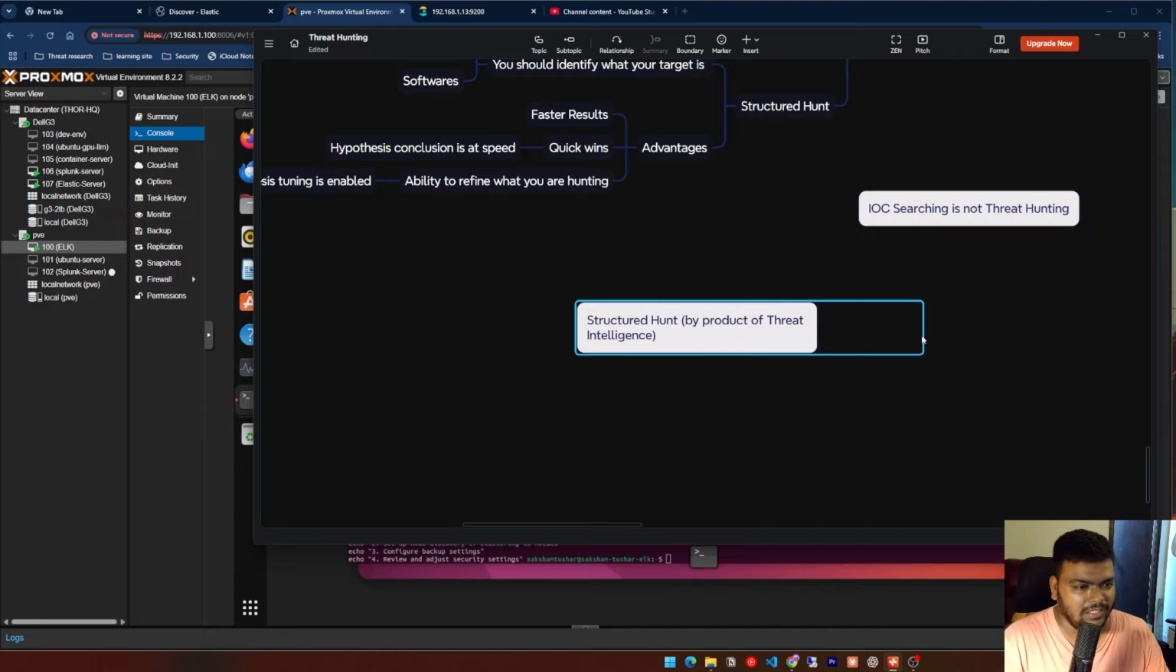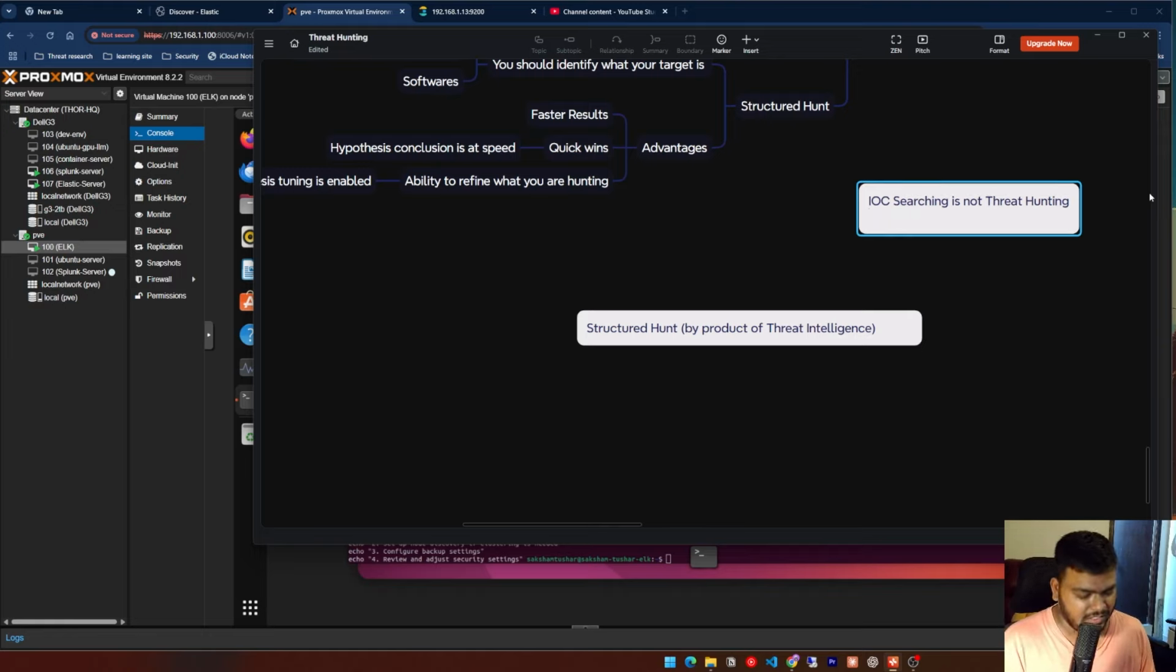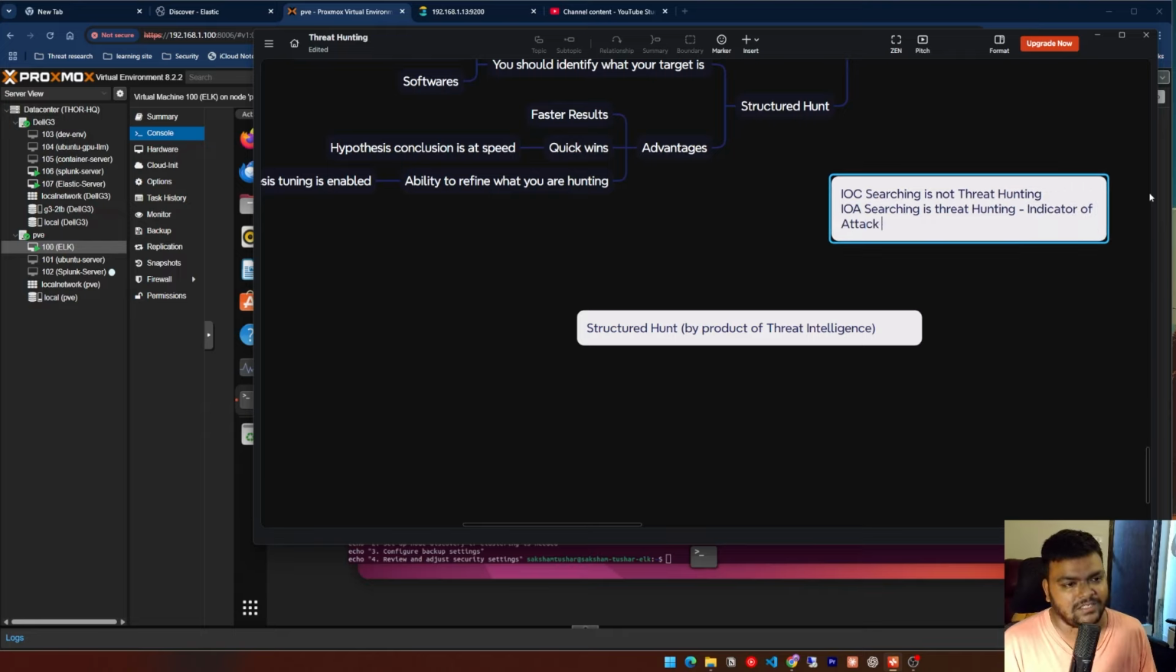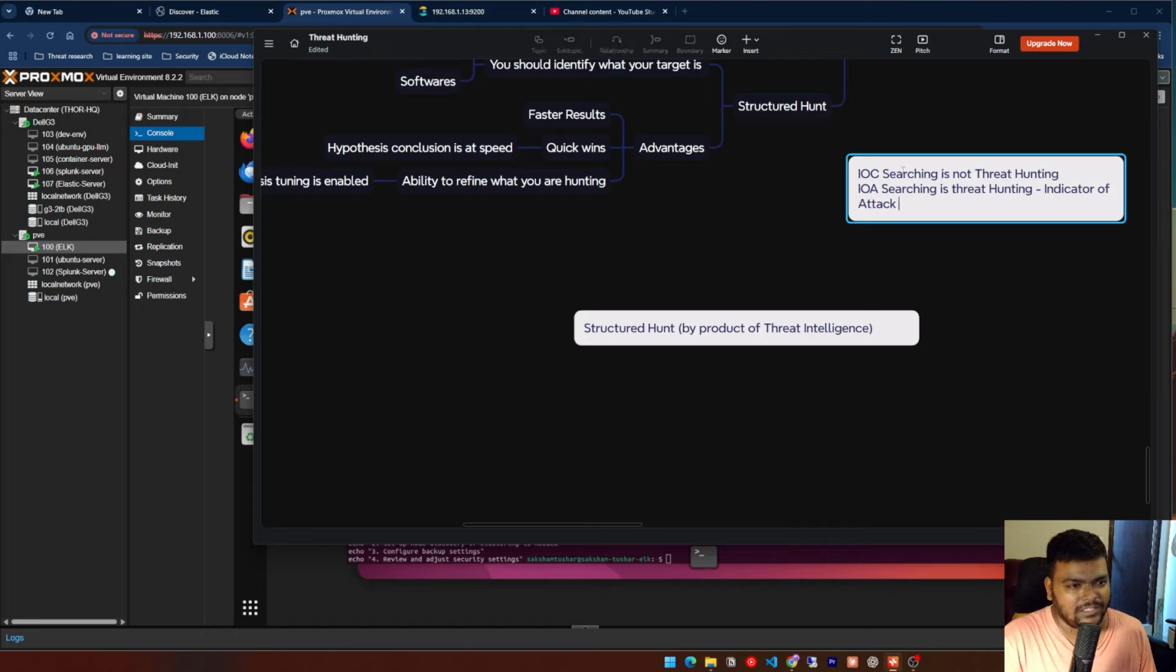But coming back, however, I can reframe it. IOA searching is threat hunting. Now I'll not explain what is IOA. I would actually leave this for you guys to go back and know what is an IOA. It's indicator of attack. Now go back and search on Google what is indicator of attack and how can you possibly search for it. The statement is not definitive, right? IOA searching is not entirely threat hunting, it is some portion of threat hunting. But if you are dealing with IOAs, you are possibly hunting.